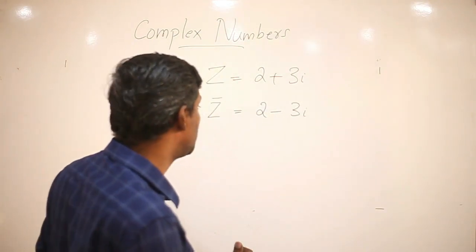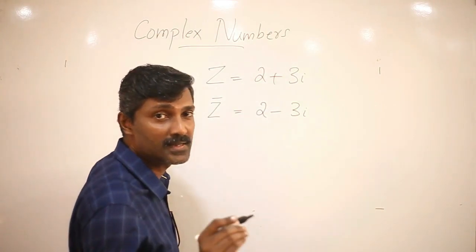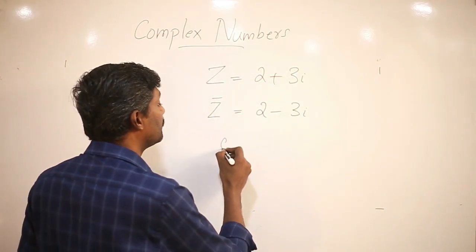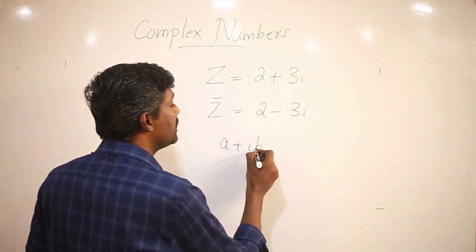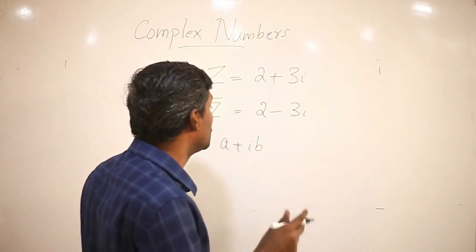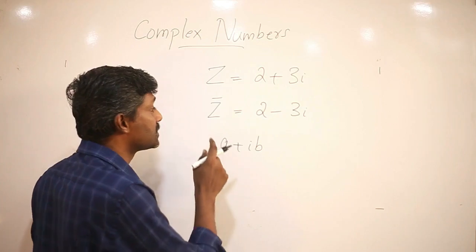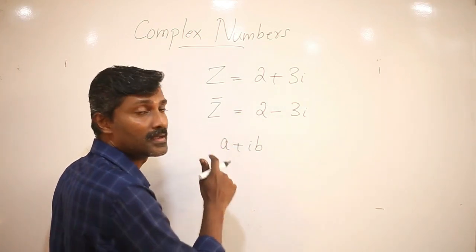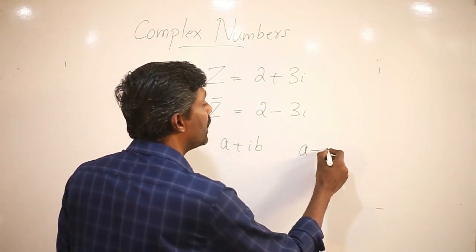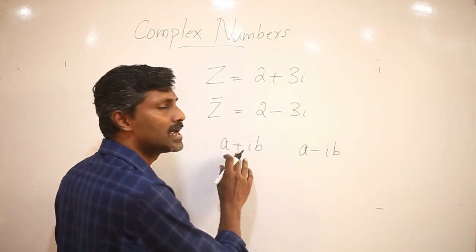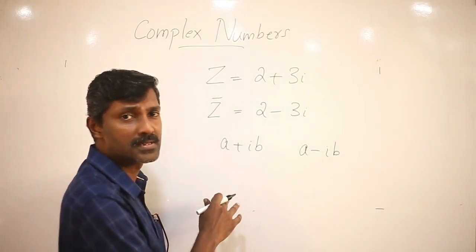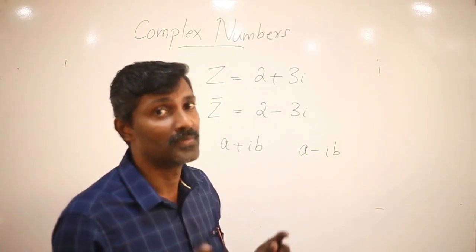So, generally speaking, for every complex number z equal to a plus ib, if a plus ib is the given complex number, then the conjugate of z is denoted by z bar equal to a minus ib. Just change the plus to minus or the minus to plus, and you get the conjugate of z.